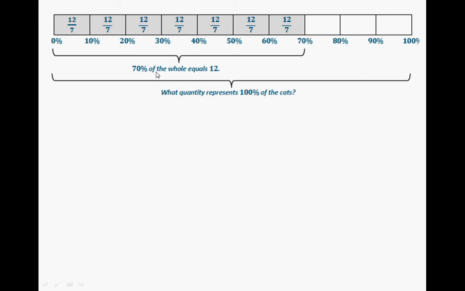So 70% of the whole equals 12. So that's why this is equal to 12, and because it's partitioned into 7 parts, each one of these parts is 12 divided by 7, or 12 sevenths. So what is the quantity represented by 100 cats?